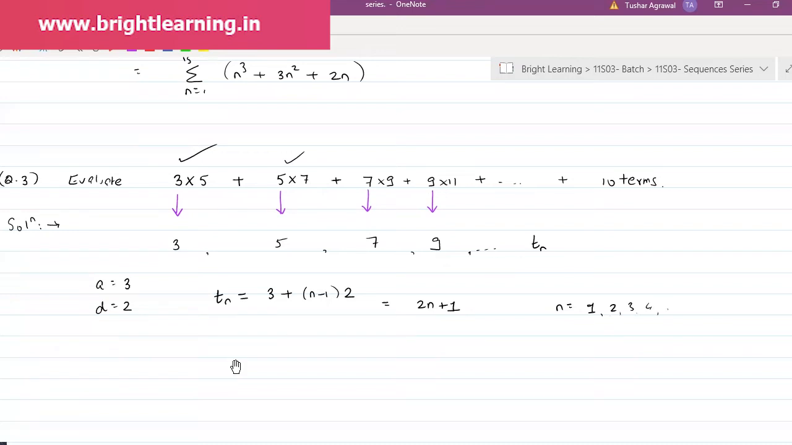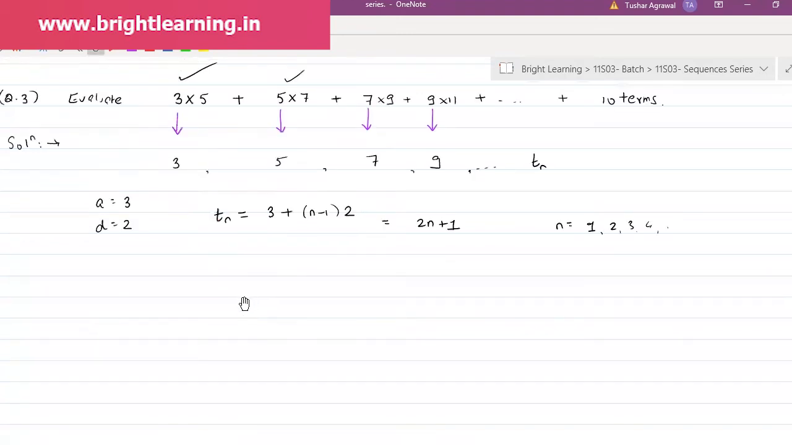Now you don't have to worry about n being odd or even, and n takes all the values consecutively. So n equal to 1, you get 3; n equal to 2, you get 5; n equal to 3, 7; n equal to 4, 9.